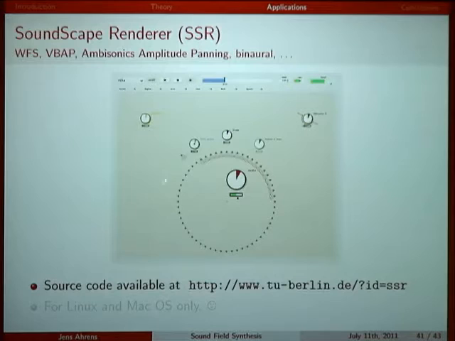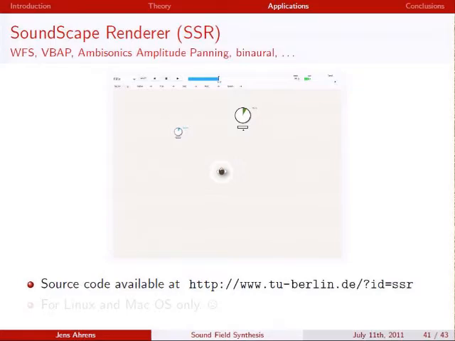binaural rendering. This is an example with a loudspeaker system. These symbols represent the 56-channel loudspeaker system, and then there are a lot of sound sources. And if you listen using a binaural method, the loudspeaker system is replaced by yourself. And there's an interface for head tracking and everything. You can download the source code. The software only has one flaw.